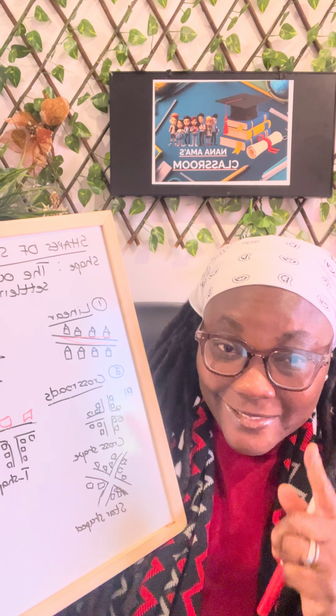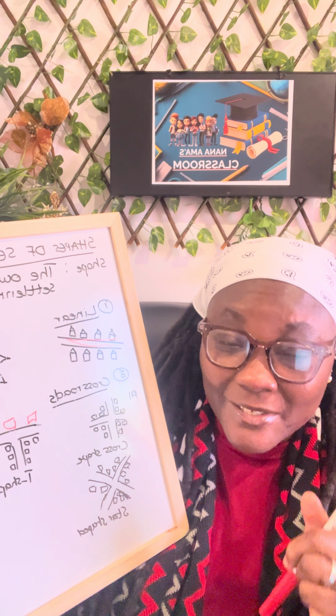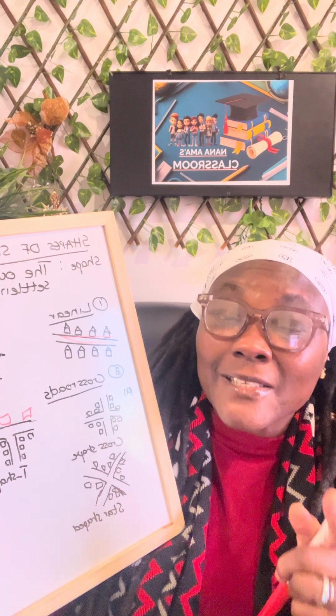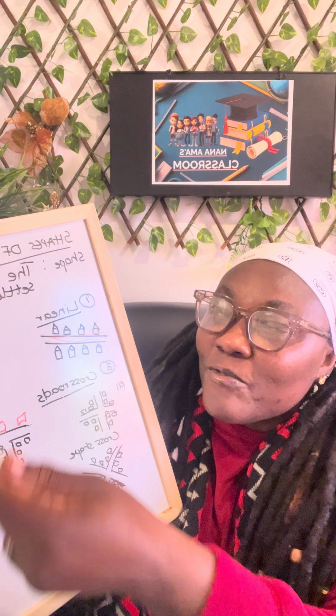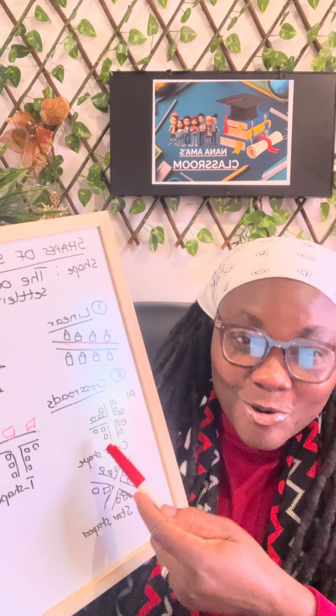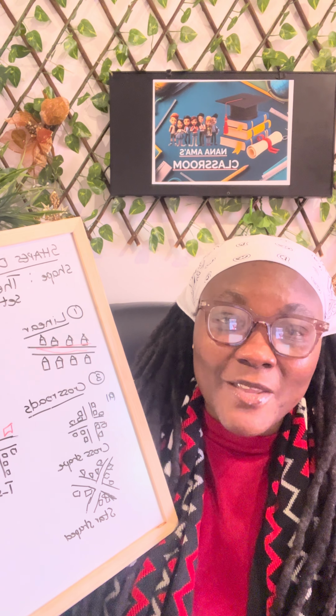Remember, in this class today, we learned about the shape of a settlement. The shape of the settlement, I said, is the outline, how the buildings are arranged. We have linear, we have round, we have crossroad.